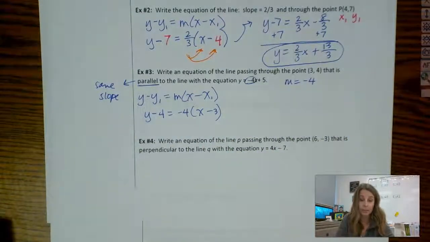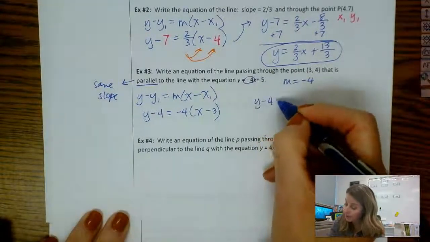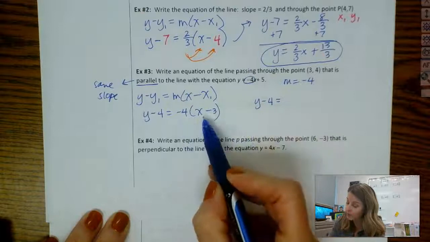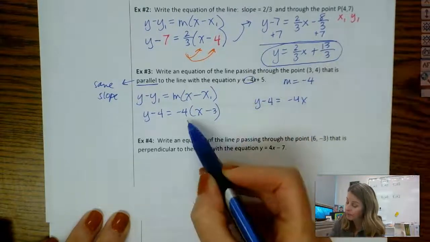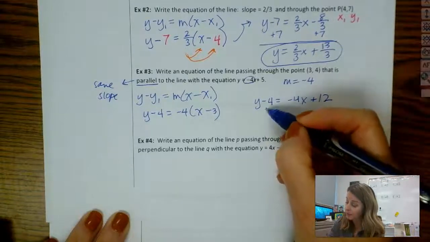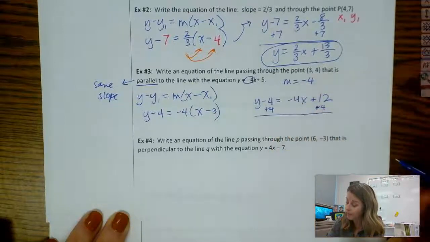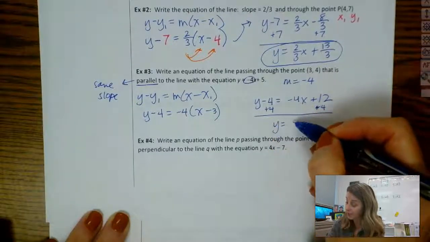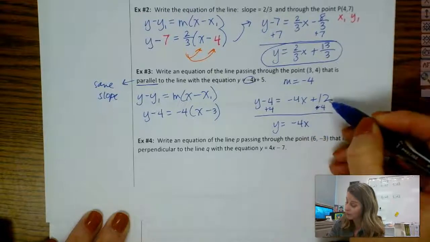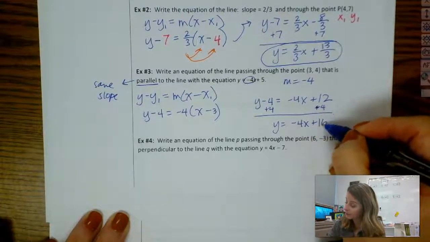Now I want us to always convert to slope-intercept. So let's distribute. y minus 4 equals negative 4x, negative 4 times negative 3 is positive 12. And then we need to add the 4 over. That gives me y equals negative 4x plus 12 plus 4, which is 16.